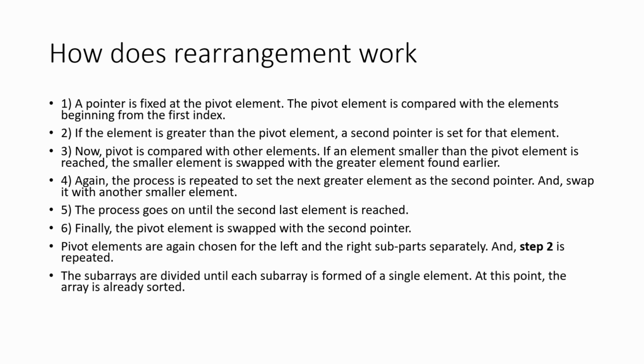And then pivot elements are chosen for the left and the right subarray separately. And then you repeat step 2 again. The subarrays are divided until each subarray is formed of a single element. And at this point, the array is already sorted. So now you see the trick here, right? In this algorithm, you keep continuing until you've reached that one element. Once you've reached the one element case, which is your base case, you've sorted things. That's when you start coming up from the recursion or non-recursion, whichever way you choose.